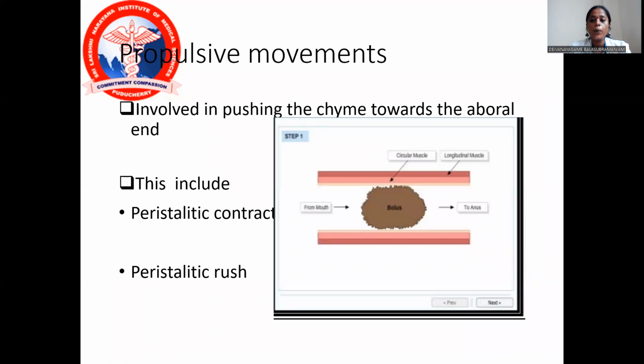And the next one is the propulsive movements. They are involved in pushing the chyme towards the aboral end. Normally, propulsive movements push the contents from the oral towards the aboral end. This includes two types: one is the peristaltic contraction and the next one is the peristaltic rush. You can see the diagram. From mouth to anus, it is called aboral movement.